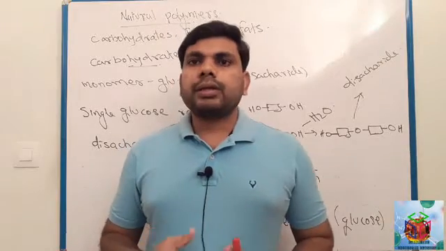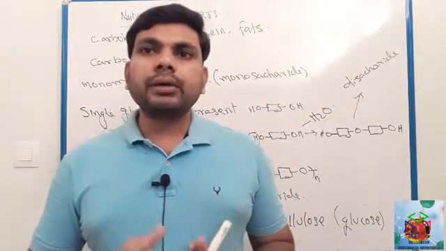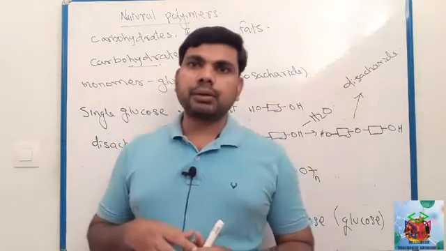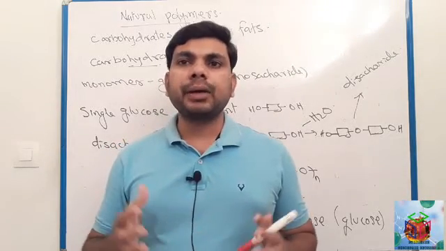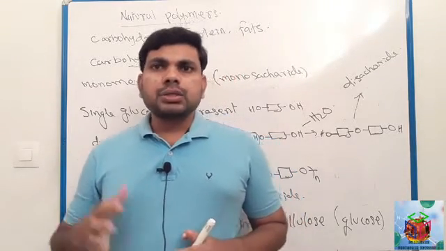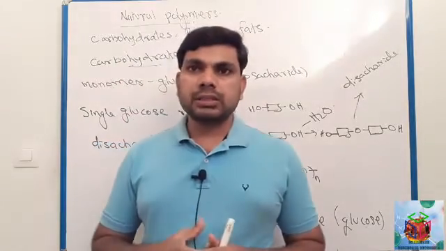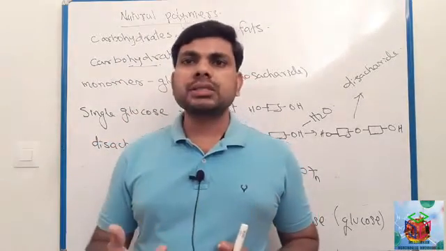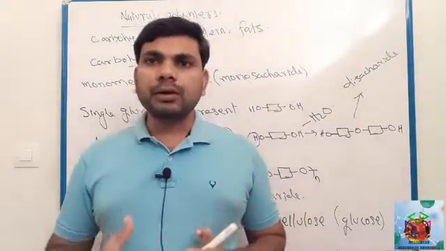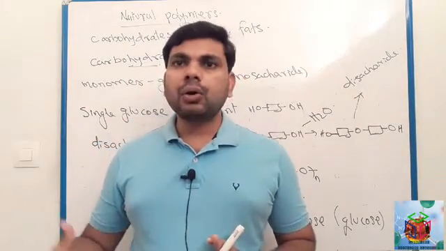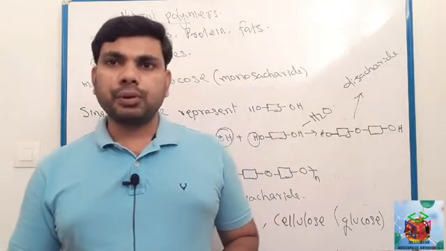Okay, next one we have to discuss here natural polymer. We already discussed synthetic polymers. Synthetic polymers are man-made polymers. So next one we have to discuss here natural polymers. Natural polymers mean polymers naturally obtained, that is, polymers which we obtain from plants or animals. Such type of polymers are natural polymers.